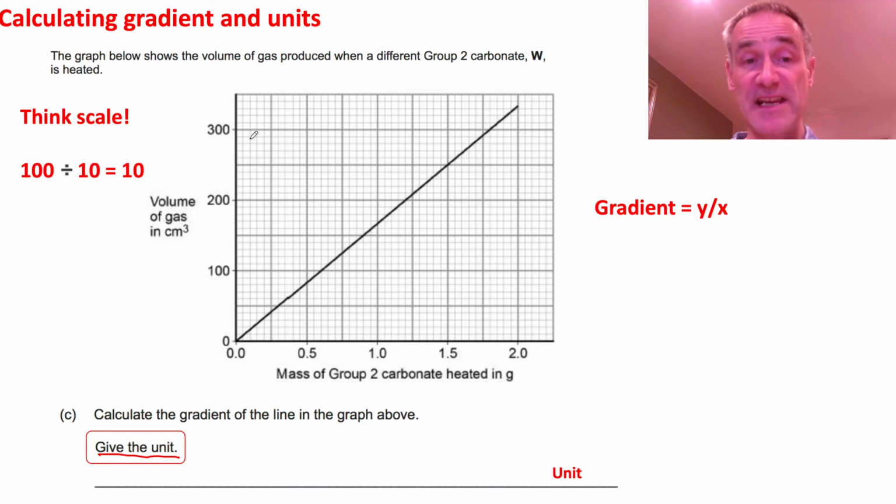Now, of course, gradient is how much the y-axis changes for how much the x-axis changes. And if it's a straight line going to the origin, you can just draw 2 lines. Notice I'm going to choose a point where it crosses 2 bold lines. So have a look for that first, because if you get that there, it's easier to do. So you can see I've drawn 2 lines like that.